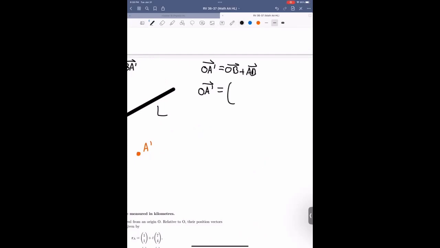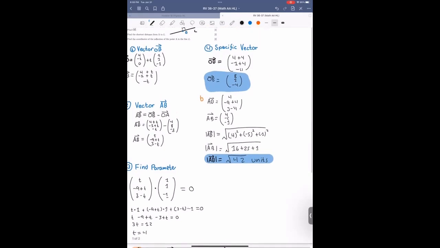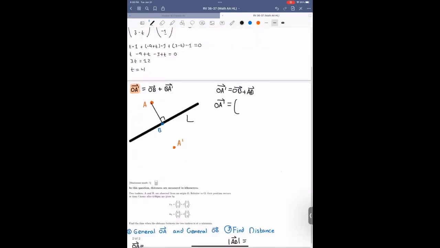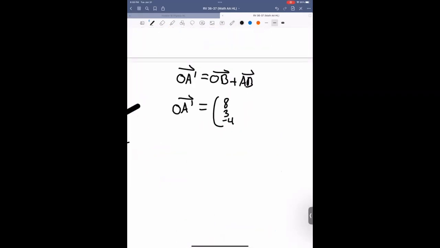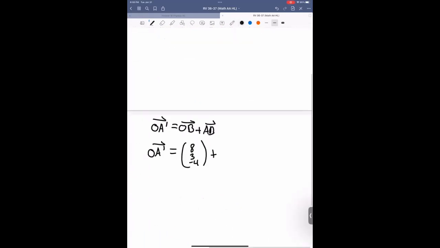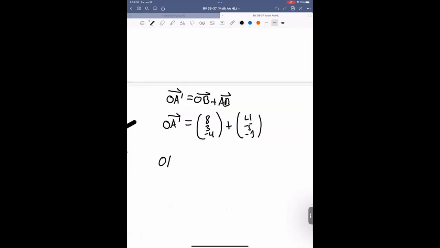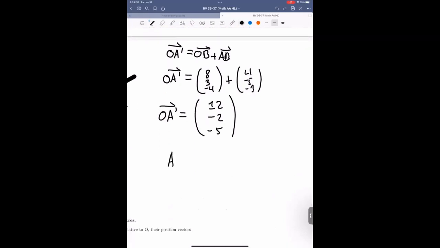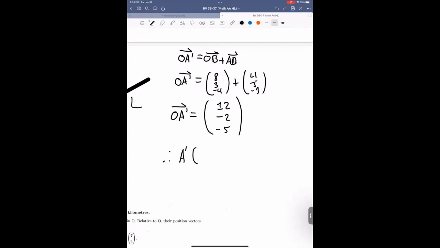If we know that OB is (8, 3, -4) and AB is (4, -5, -1), adding these vectors together, we get the vector (12, -2, -5), which gives us our coordinates for the reflection of point A across line L, which are (12, -2, -5).